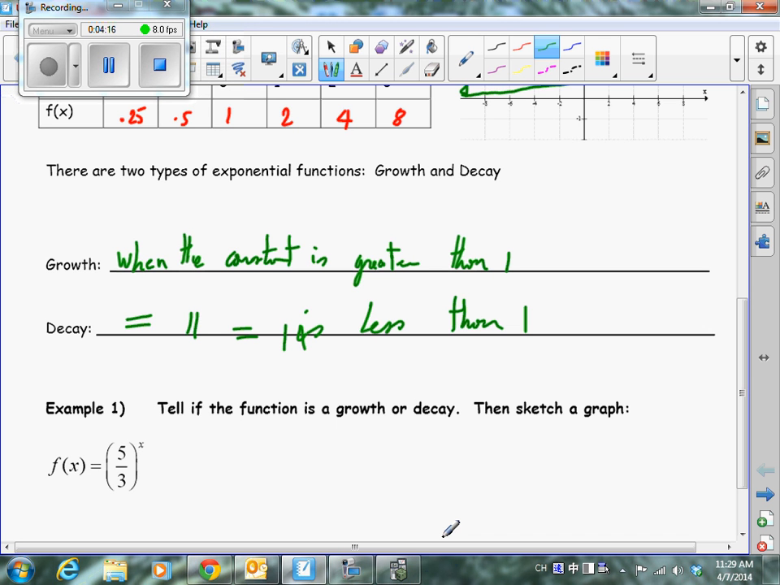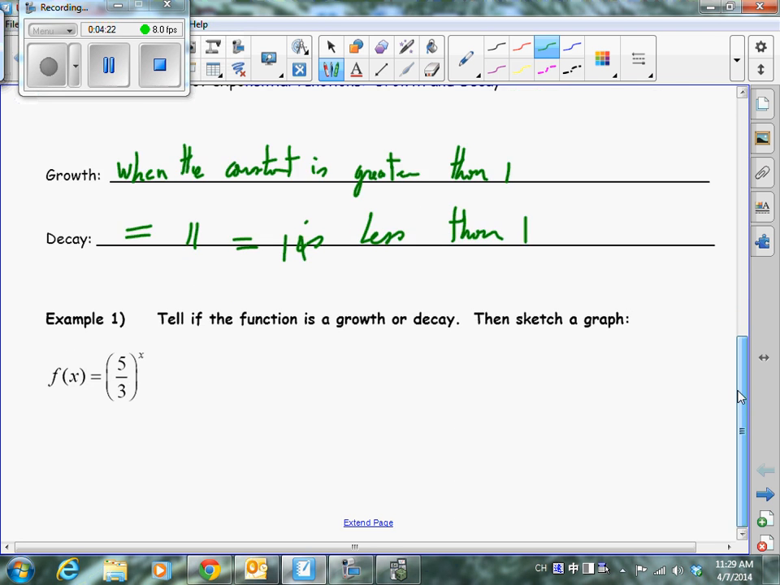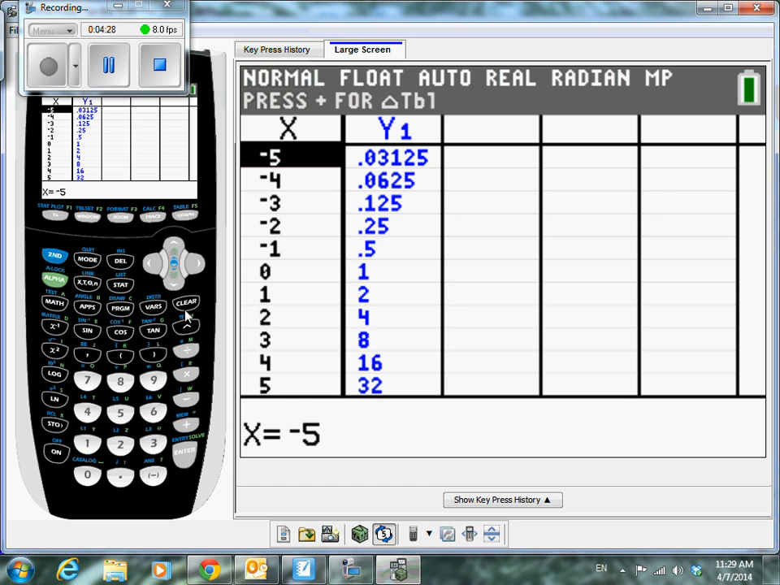Now, for example 1, we will try to find if it's a growth or a decay. And you have your calculator to help you. So I'll go ahead and put that on my calculator. 5/3.